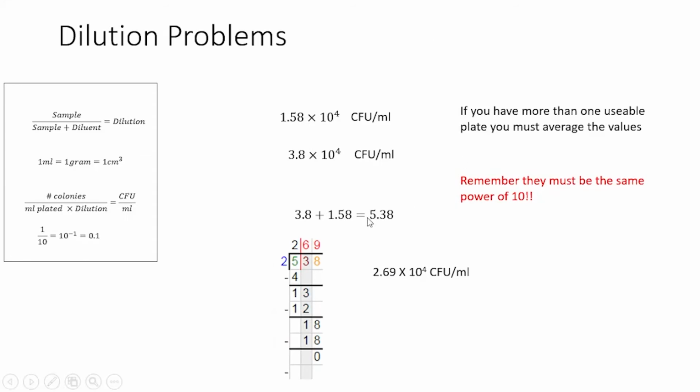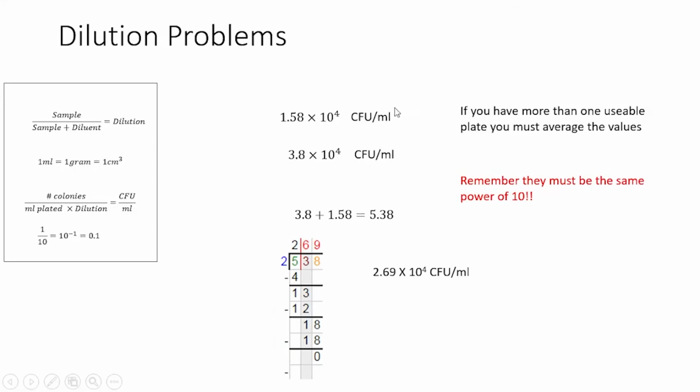Whenever you average them, you have to make sure the power of 10 is the same. If it's not, let's say this was a 5 or something, we could move the decimal place over another 1, so it'd be 38, and that would be 10 to the 4. You don't have to worry about that. You probably won't come up with that issue in class, hopefully.